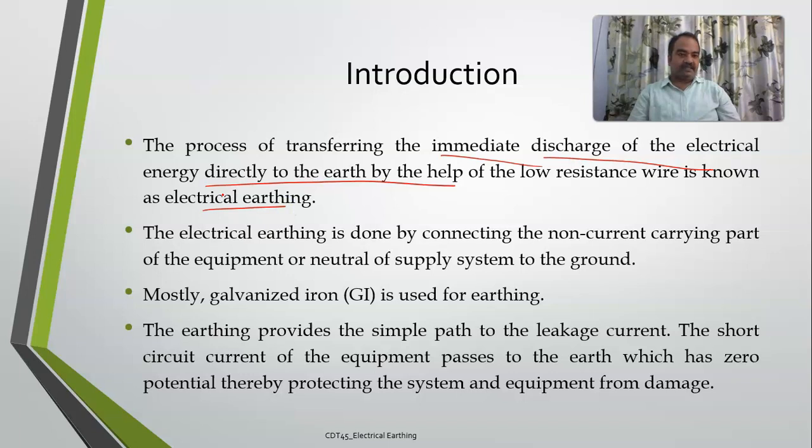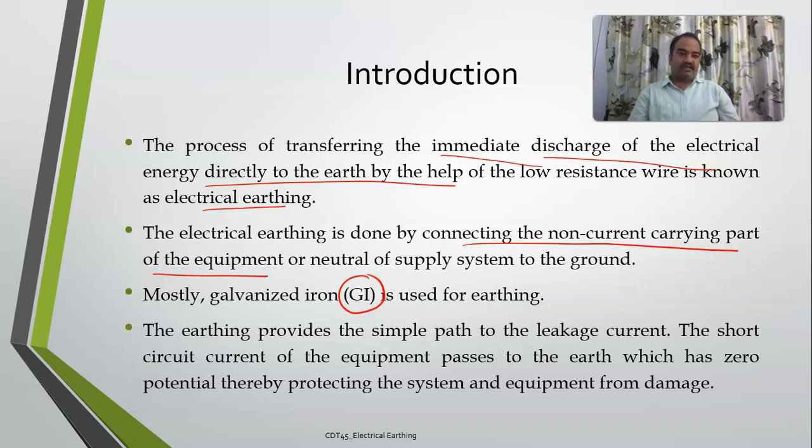So how is it being done? It is done by connecting the non-current carrying parts of the equipment, or the neutral of the supply, to the ground. Mostly what we use is galvanized iron. I will call it GI in this entire video. GI is used for earthing. It is a very good material, galvanized iron, which is generally used for earthing.